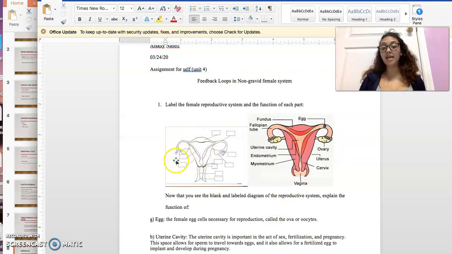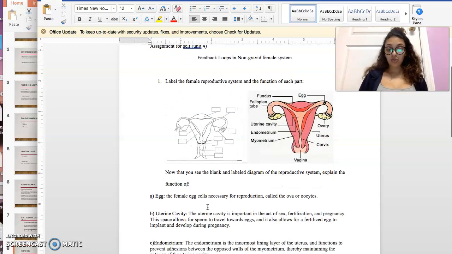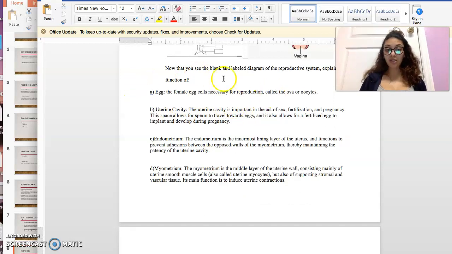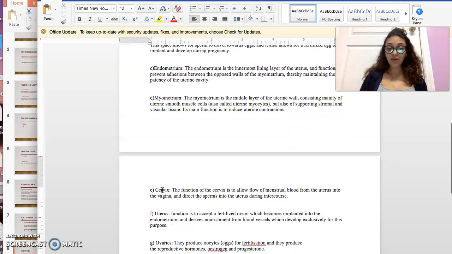Basically, I added a diagram that has none of the labeled parts of the female system, and then I also added a diagram that has the labels. What I said here is you label it, which was pretty easy. Just know your parts, and then also explain the function of each so you understand. I'm not going to go deeply into this because I will post it. So just the parts that are mentioned in the diagram above. What are the functions? The egg, the uterine cavity, endometrium, myometrium, cervix, uterus, ovaries, and vagina.